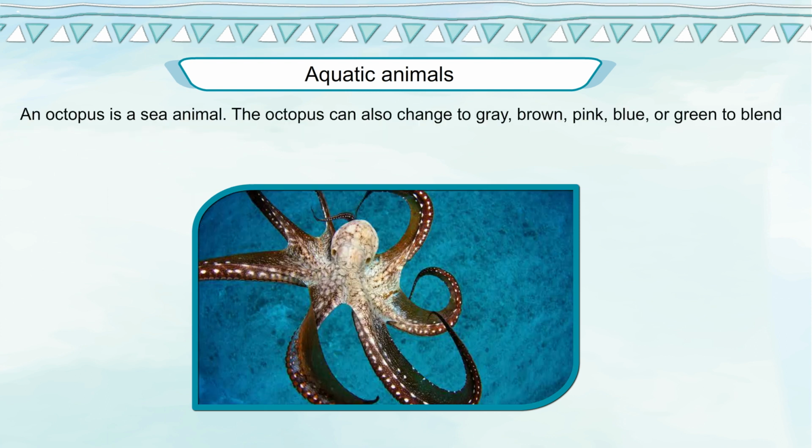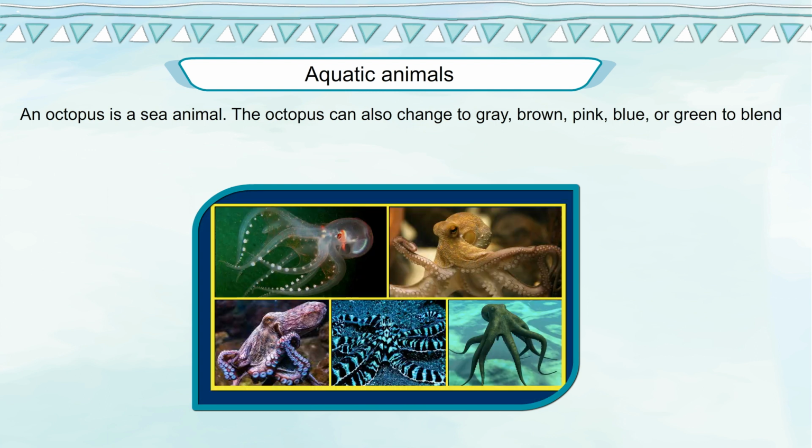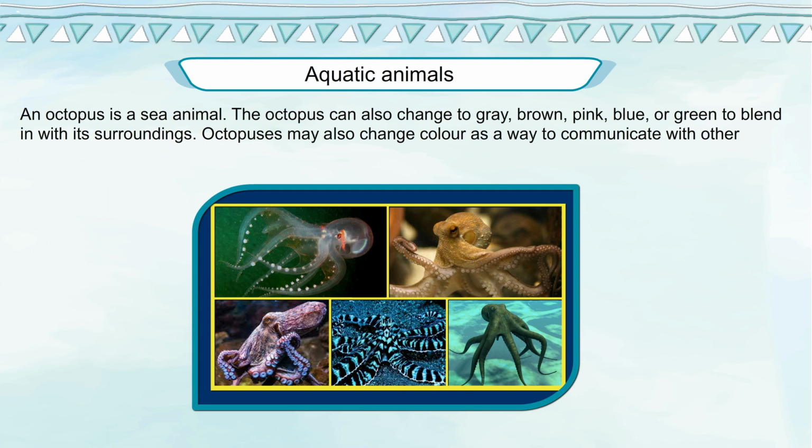An octopus is a sea animal. The octopus can also change to grey, brown, pink, blue or green to blend in with its surroundings. Octopuses may also change color as a way to communicate with other octopuses.